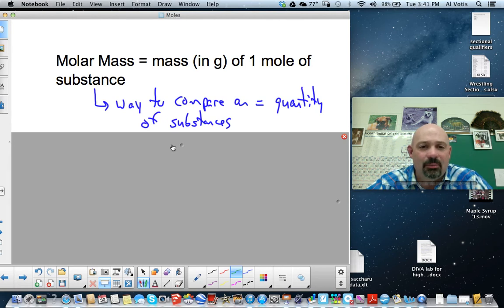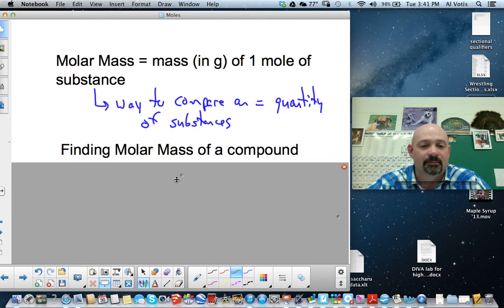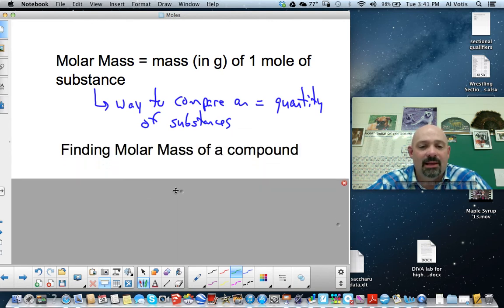So a mole of copper is going to have a smaller mass than a mole of gold, even though they're the same number of particles, they're equal number of particles. And that's the important part. So molar mass has a couple of steps to be able to find it for any element or a compound. For an element, it's pretty simple. For an element, molar mass is just the atomic weight.